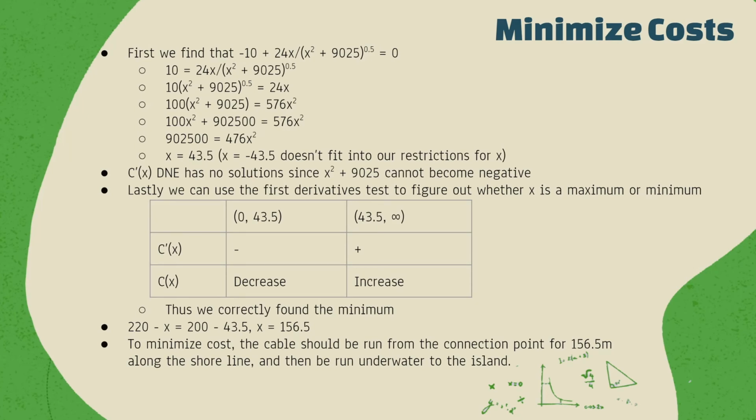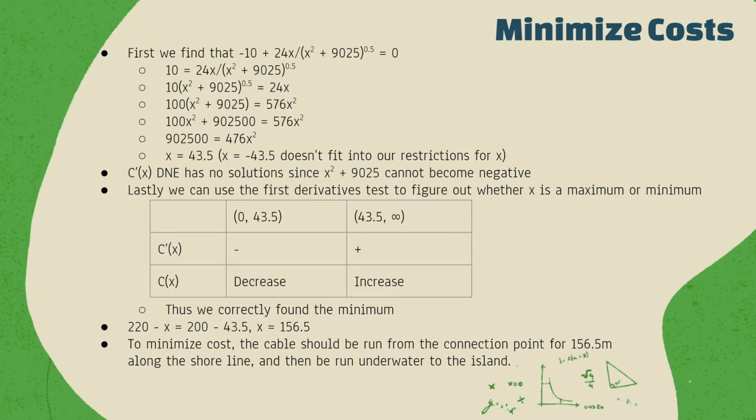The only other thing we have to check is where c prime of x does not exist. But if we look carefully at our denominator, we see that it's x squared plus 9,025. No matter what we do to the x value, this will never be negative. Because if you remember, this is a parabola that opens up and it starts above the x-axis. So it'll never reach 0.